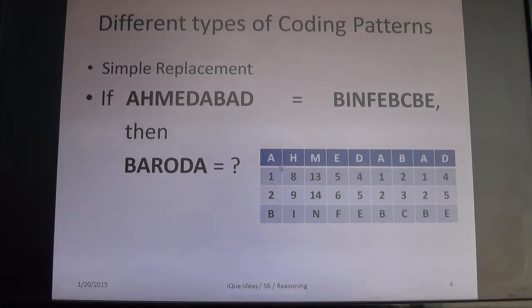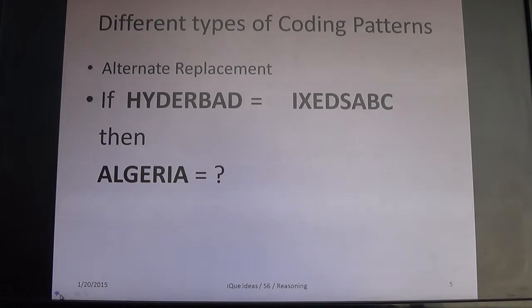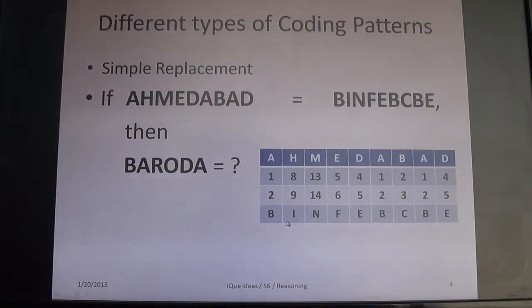Every letter has been replaced by the next one. 1 plus 1 is 2, 8 plus 1, 9, 13 plus 1, 14 and so on till the end. So using the same logic, we should be able to identify that B should be replaced with C, A by B, R with S, O with P, D with E and A with B.